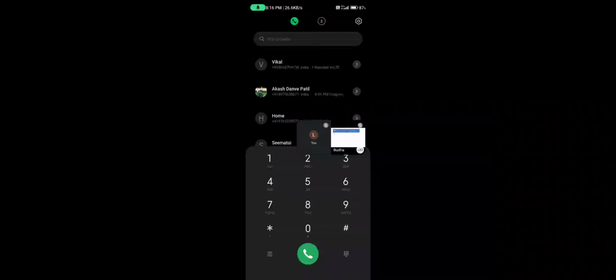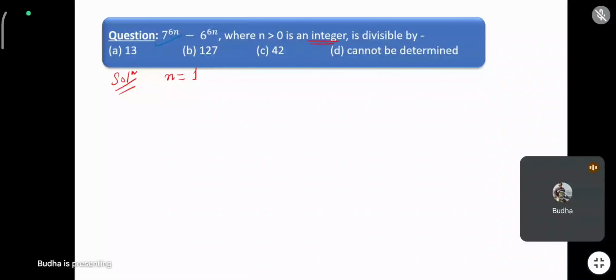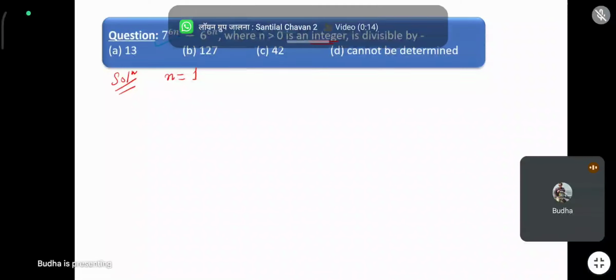I have given you one hint: you should always try to put n as the minimum one. When n is an integer and it is greater than 0, that means it should be a positive number. A positive integer starts from 1. So I'm putting the number n as 1.